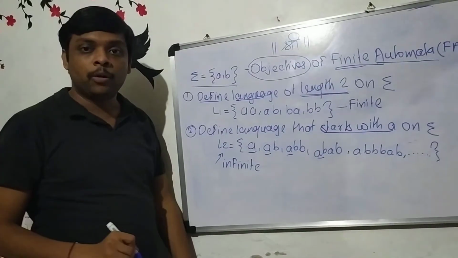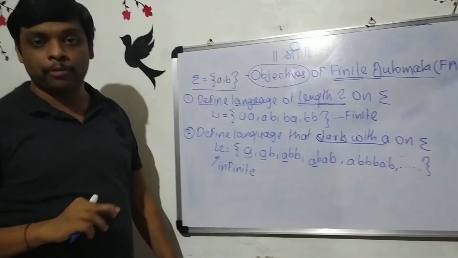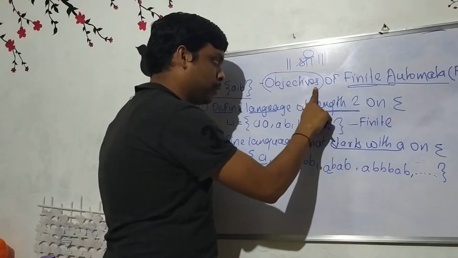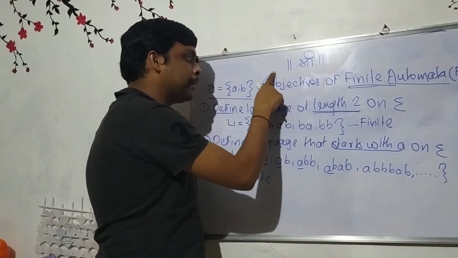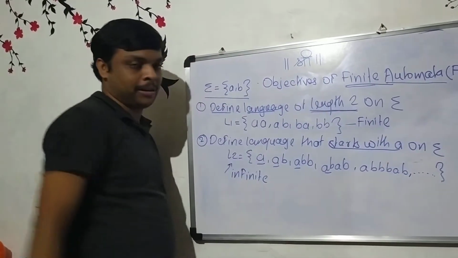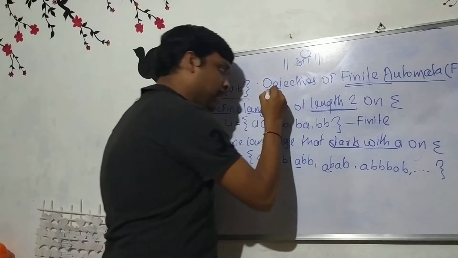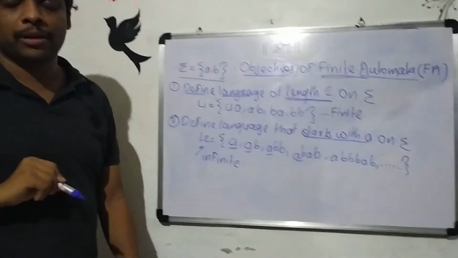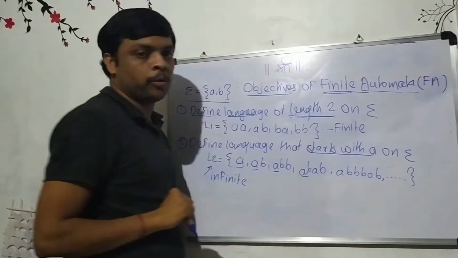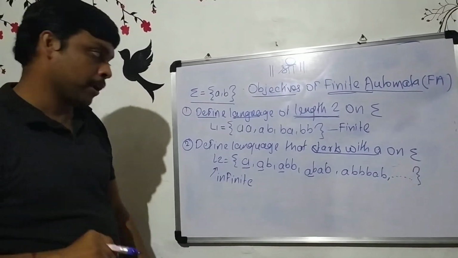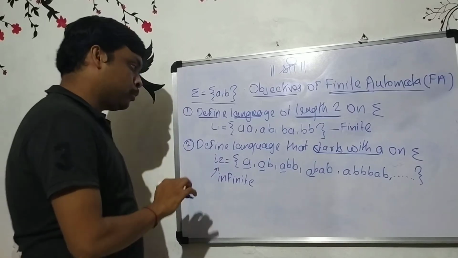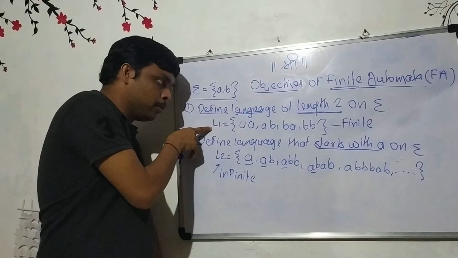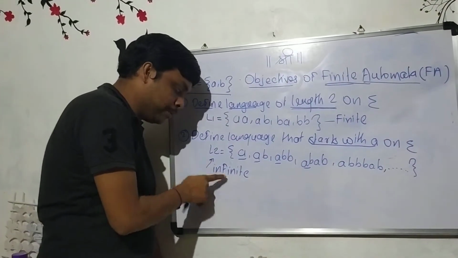Now I hope this concept is clear to you. Let us come back to this particular point. Now we have to discuss the objective of finite automata. Objective means we have to discuss where finite automata can be used, and for what purpose. Let us assume that we have these two languages: the first language L1, which is finite, and the second, L2, which is infinite.